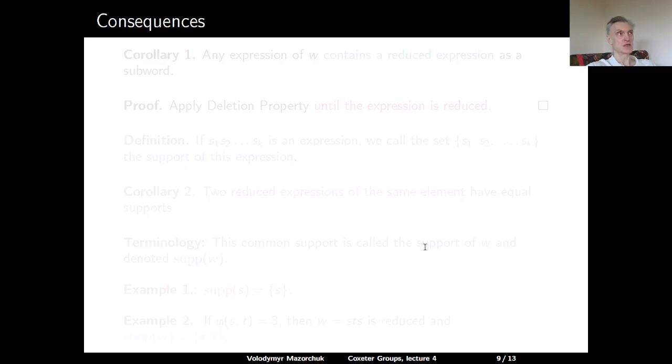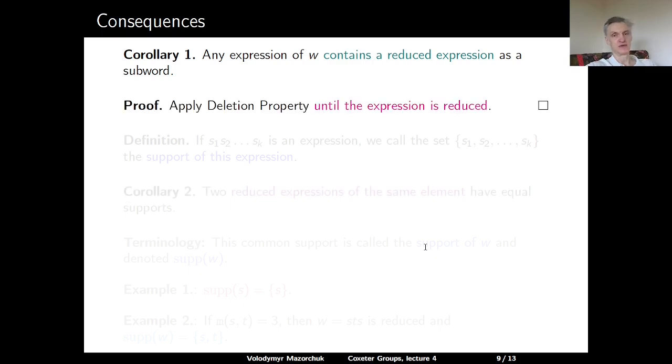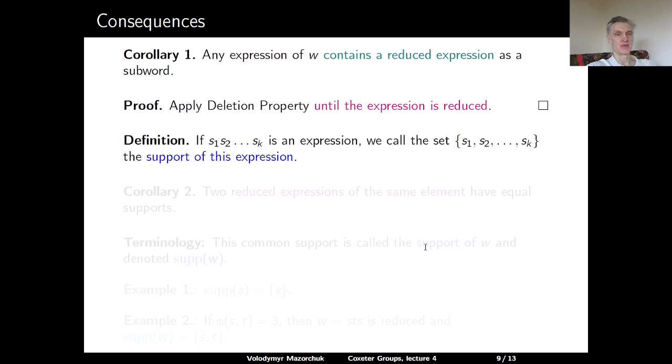Now let us discuss some consequences. Corollary 1. Any expression of W contains a reduced expression as a subword. We start from any expression and we apply the deletion property until we get a reduced subword. So that's easy. In order to formulate the second corollary, let's first define the following.